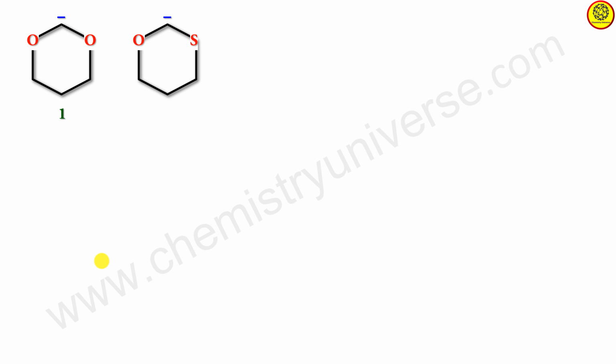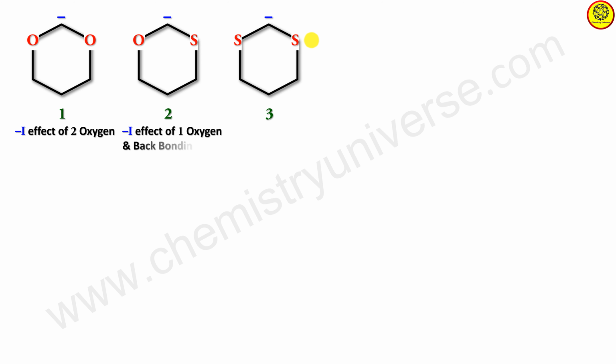Looking at the next one, try this. Now obviously you can see here that O is withdrawing minus I. Here there is sulfur which will have empty d orbitals. Here both sulfurs have empty d orbitals. So I think that's pretty simple.